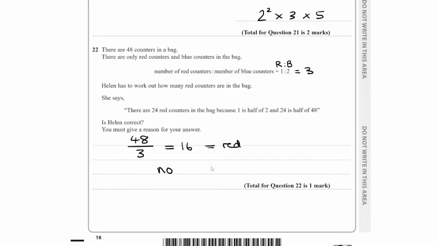You could say that 1/3 are red, not a half of them. You could say there are 16 red counters, which is what I've written. No, as she has used the ratio 1 to 1, not 1 to 2. You could say incorrect, as it is 16 red, 32 blue. No, as she should divide by 3. That's what we did, isn't it? You could say she divided by 2, but you should divide by 3. And so on. You can figure out different ways of saying no.